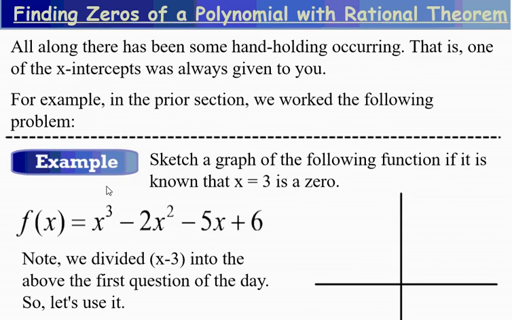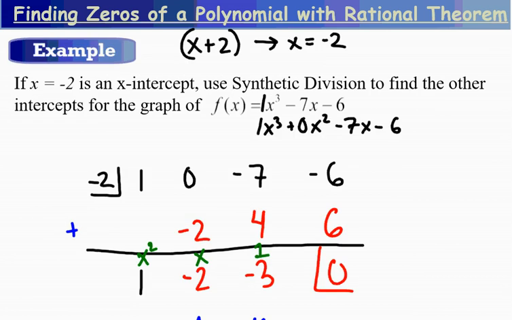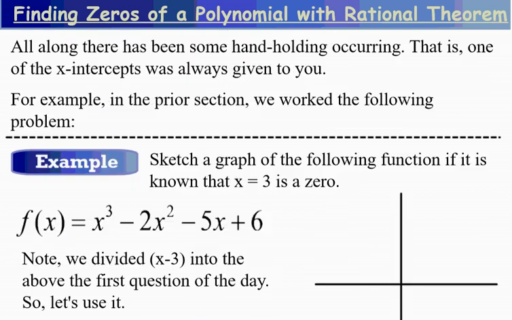Okay, now that we have that, we can get to the heart of what this lesson is really about. So here's the idea. We've just been building up towards this topic. All along there's been some hand holding that's occurred, if you haven't noticed. That is, one of the x-intercepts was always given to you, like it just happened a second ago. I needed to tell you that one of the x-intercepts was negative 2 in order for you to be able to do the division. So the question is, how do I do this if I don't even know what one of the x-intercepts is?